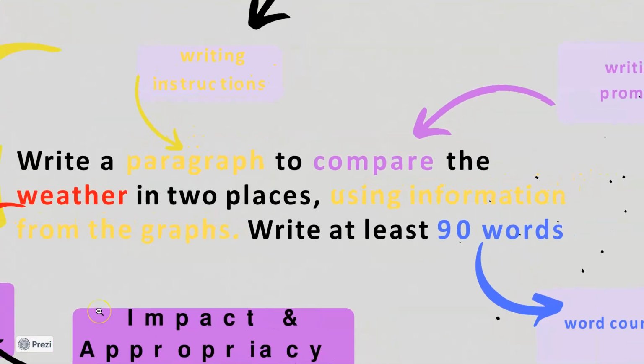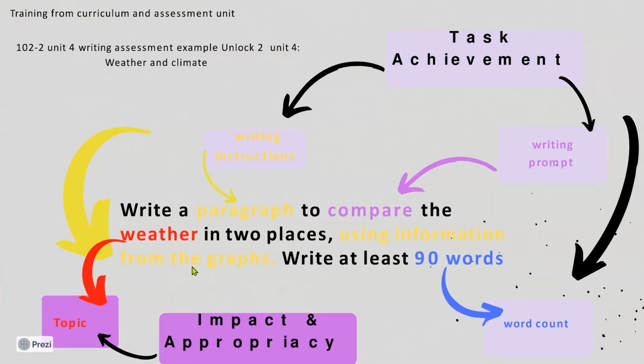Having a look at the question again, and now we can see really how those components come together. So these are our yes/no categories. When you first receive a student's piece of writing, this is the first two things that you need to check. Impact and appropriacy. Are they on topic? And task achieved. Have they answered the writing instruction, writing prompt, or word count in any shape or form, however minimal?